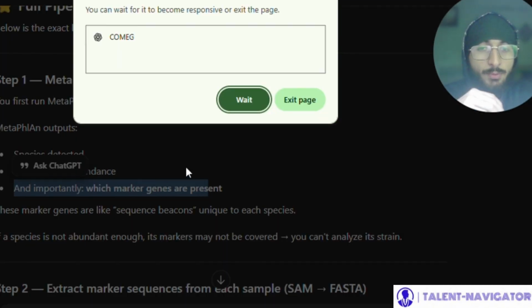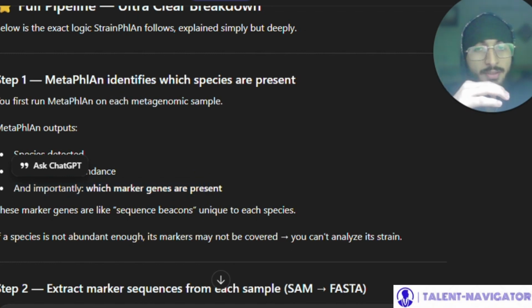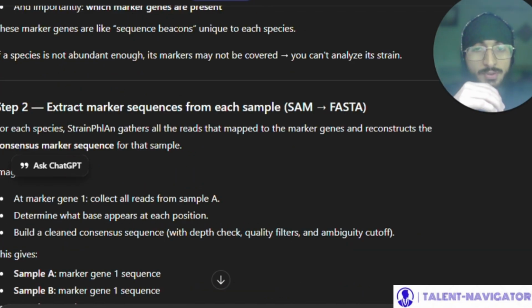These marker genes are like sequence beacons unique to each species. If a species is not abundant enough, its markers may not be covered, so you won't be able to analyze that strain. So we basically have this step one where MetaPhlAn identifies which species are present. Then in step two, we extract the marker sequences from each sample. So from SAM to FASTA.